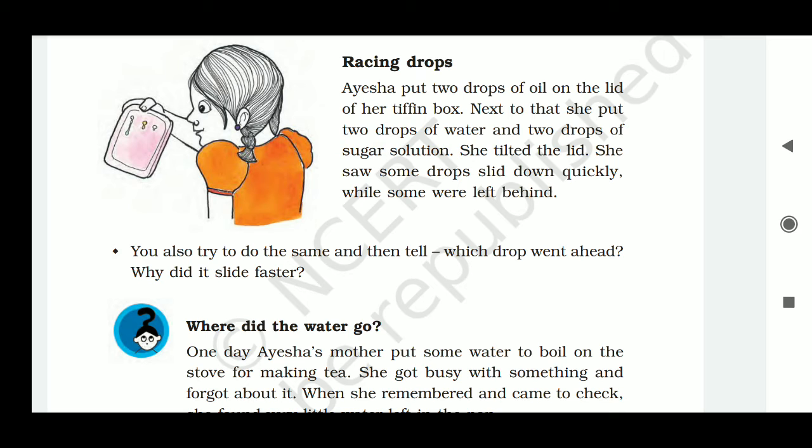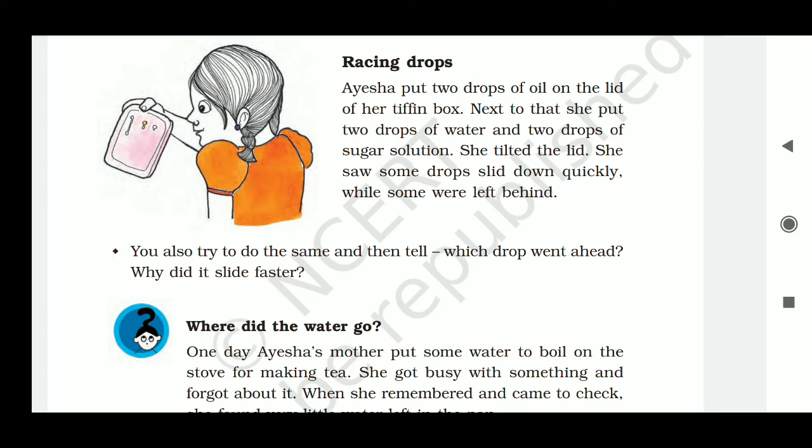She tilted the lid. She saw some drops slid down quickly while some were left behind. He also tried to do the same and then tell which drop went ahead. Why did it slide faster? When you compare the 3 different drops, the first one is water followed by oil, then the last one is sugar solution.